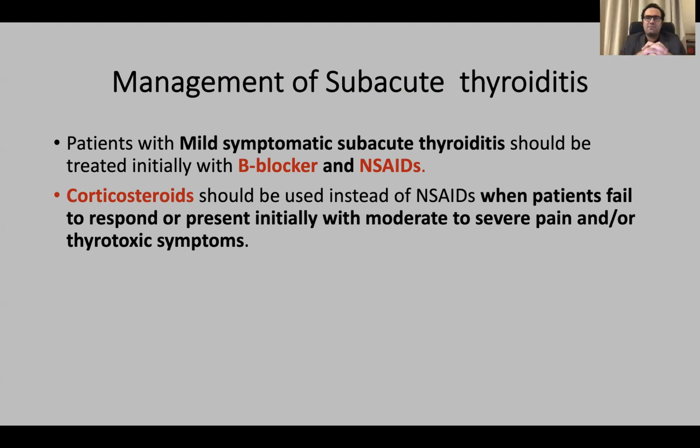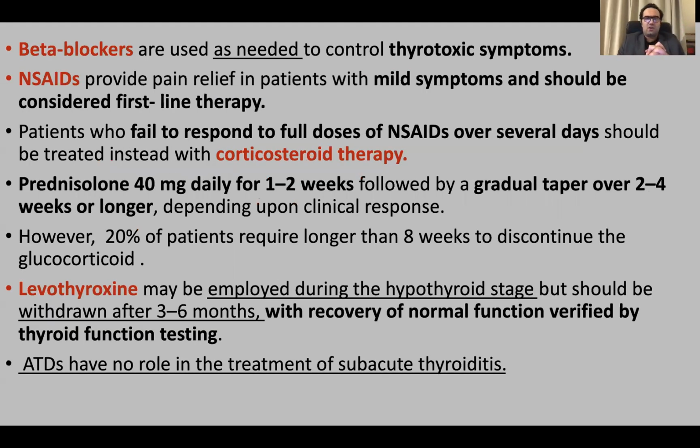How we treat: अगर mild symptoms हो या free T4 बहुत ज्यादा ना बढ़ा हुआ हो, symptoms भी कम हो, तो beta blocker and NSAIDs. And if not responding to NSAIDs, we go to steroids. But if the patient has moderate to severe pain या फिर thyrotoxicosis symptoms ज़्यादा है या free T4 very high, you should directly start with delta-cortil, that is prednisolone steroid therapy. So beta blocker is given as needed to control the thyrotoxic symptoms, NSAIDs for mild symptoms as a first-line therapy. But if the patient fails NSAID, then we go to steroid. Steroid is directly started if the patient has severe thyrotoxic symptoms or moderate to severe pain.